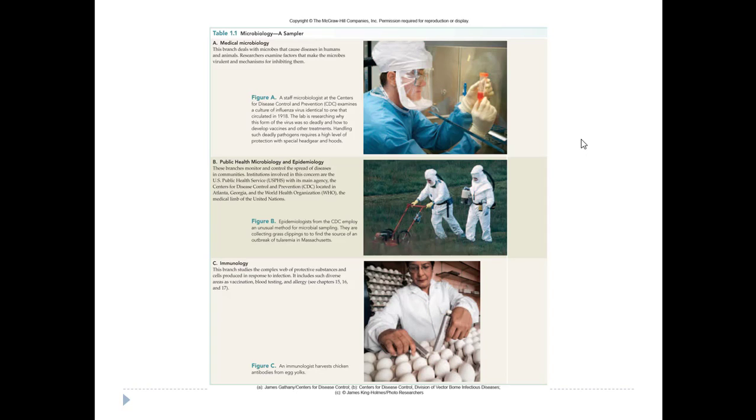These are some of the different applications of microbiology. We have a guy inspecting a tube at the CDC holding a culture of influenza virus. We have people from the U.S. Public Health Service monitoring and controlling the spread of diseases. You can read all that right there. Then immunology, which I might get into a little bit because the two subjects overlap a little bit.